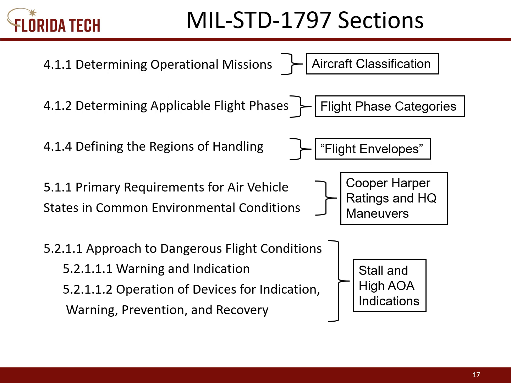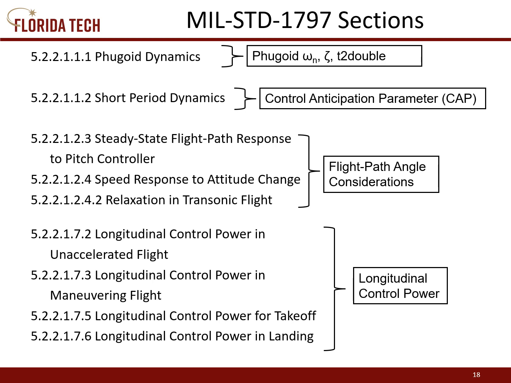Section 5 brings in some of our handling qualities maneuvers, and we'll talk about the Cooper-Harper Rating later in the module. It also includes stall and high angle of attack indications. Section 5 specifically calls out some of the modes we've discussed so far, which include phugoid, short period. Also looks at flight path considerations and longitudinal control power.